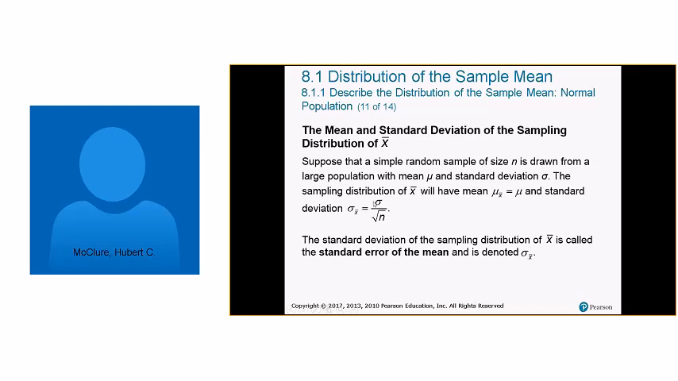Okay, now write this down for later. The mean and standard deviation of the sampling distribution. Suppose that a simple random sample of size n is drawn from a large population with mean mu and a standard deviation sigma. The sampling distribution of x bar will have a mean mu and a standard deviation of sigma over square root of n. Now you're going to see this later in chapter 9, so you might want to write that down.